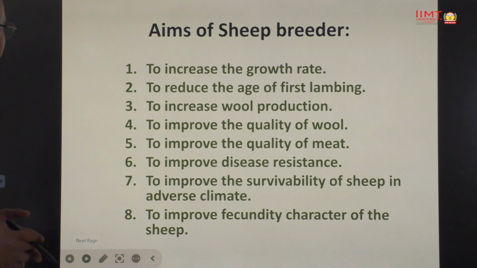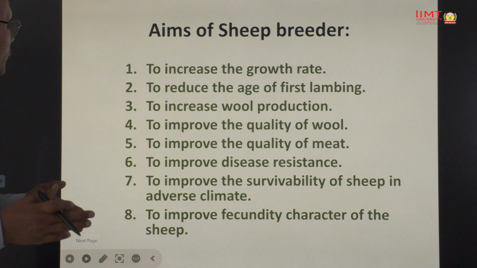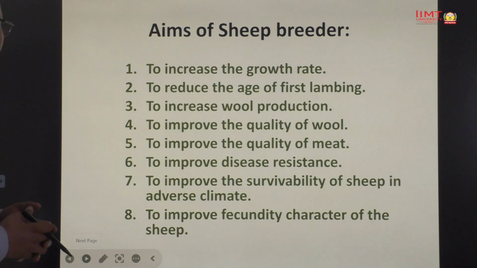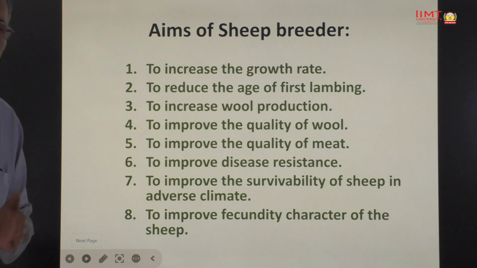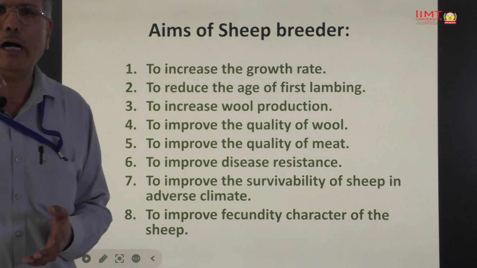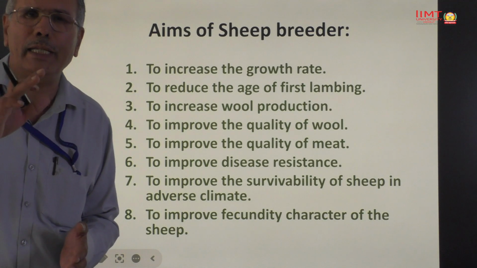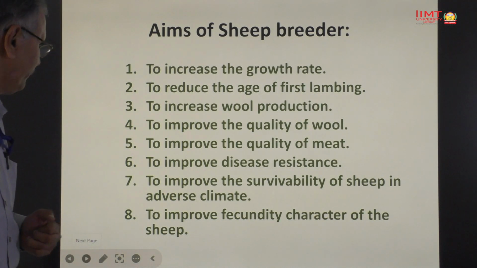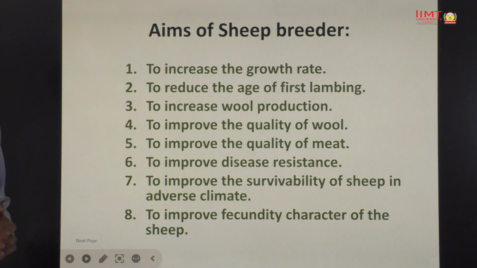Third objective or third aim of sheep breeder is to increase wool production of their sheep, to improve the quality of wool, to improve the quality of meat, to improve the disease resistance of their animal, to improve the survivability of their animal in adverse climatic conditions, or to improve the fecundity characters of the sheep.